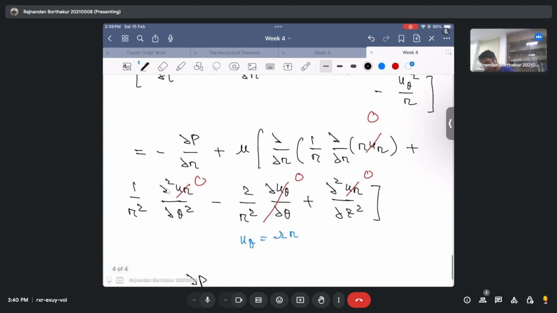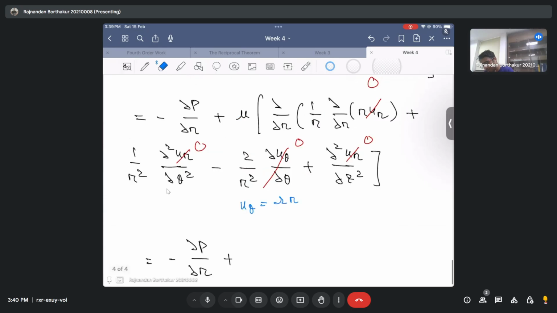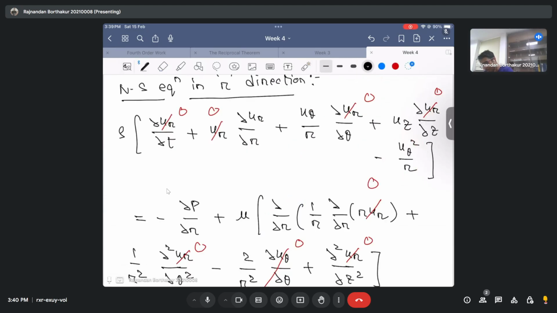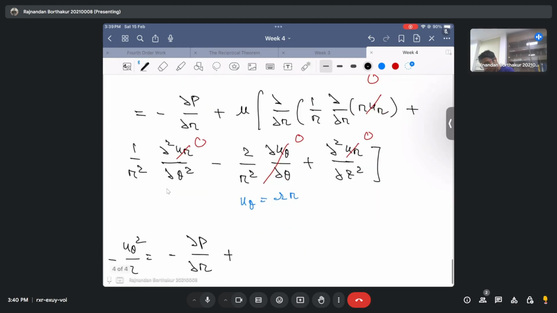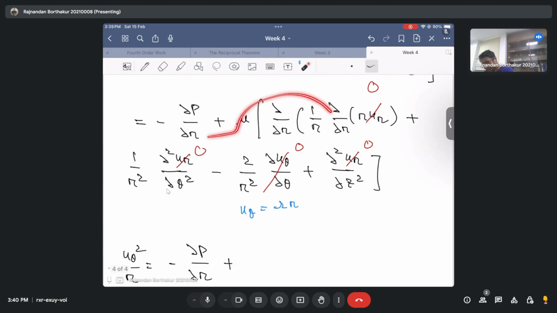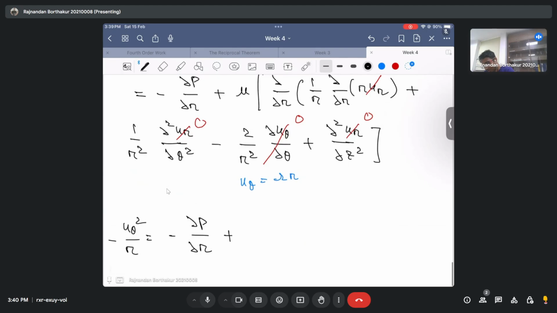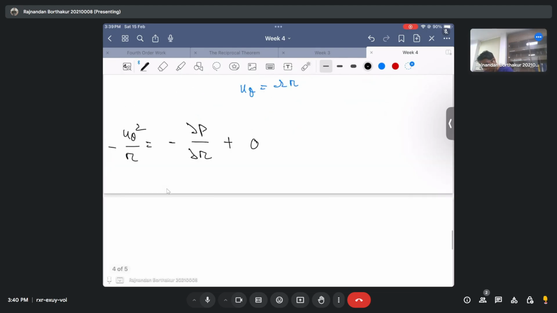plus, okay, that is not 0 because I have a term here which is minus u theta squared by r. So I just have minus u theta squared by r, and then I have minus del p by del r plus, I think all the other terms here are just 0. And of course the fact that my pressure is not a function of theta and z. Pressure is not a function of theta, that we already saw, because my problem is axisymmetric.